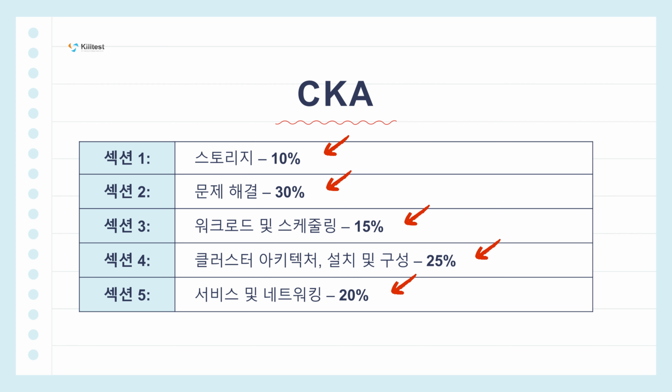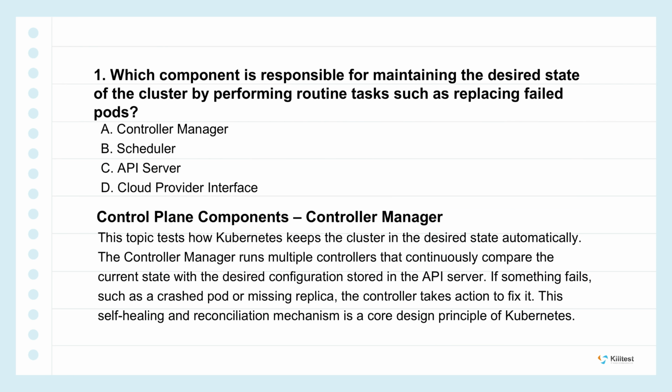It is, but don't sleep on it. I mean, 10% is easily the difference between passing and failing. But the big takeaway for you here is, if you focus only on deploying apps, but you have no idea how to troubleshoot why they crashed, you aren't getting certified. Loud and clear. So let's start with that 25% chunk, the architecture.